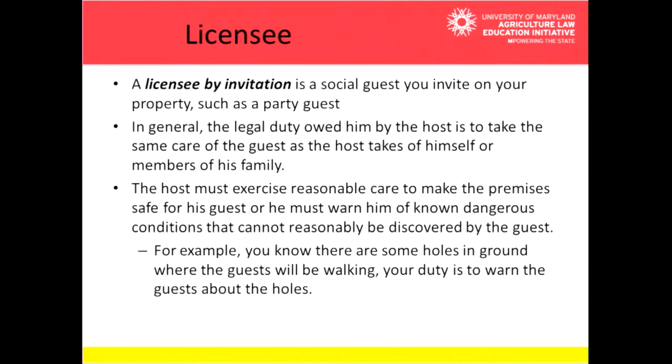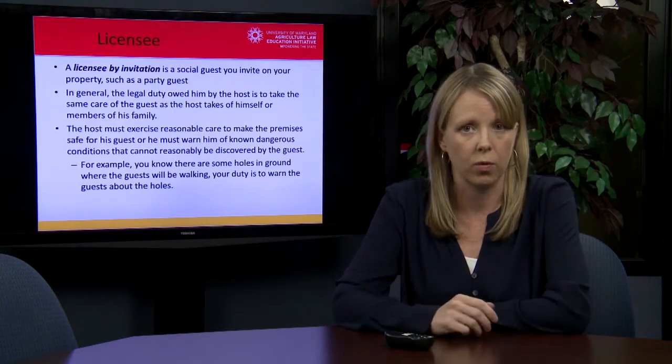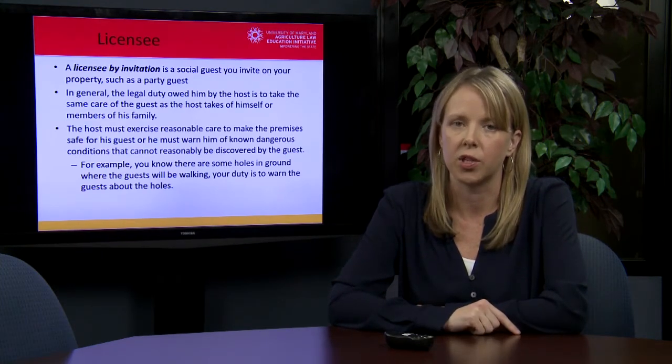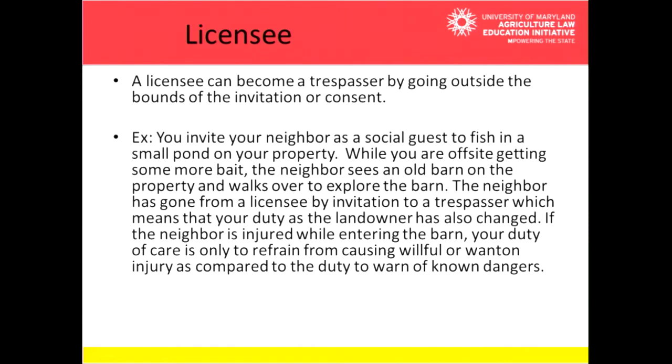For example, if there was a patch of ice on your property that was hard to see unless you were walking right upon it, you would need to warn this person that this was an icy area and they should take care. It's interesting to note that a licensee can become a trespasser by going outside of the bounds of their invitation.